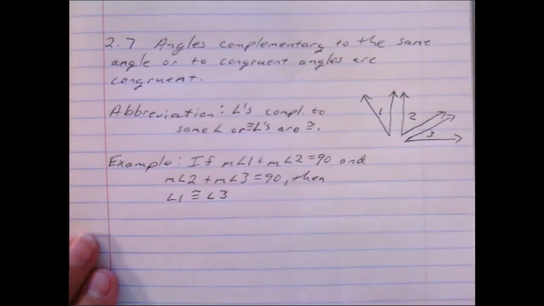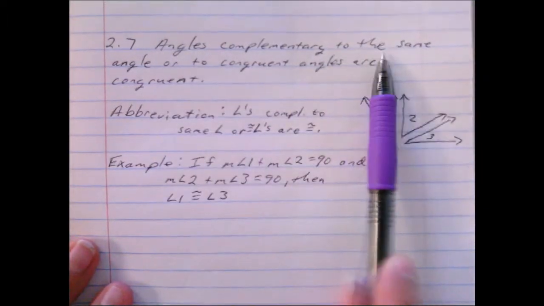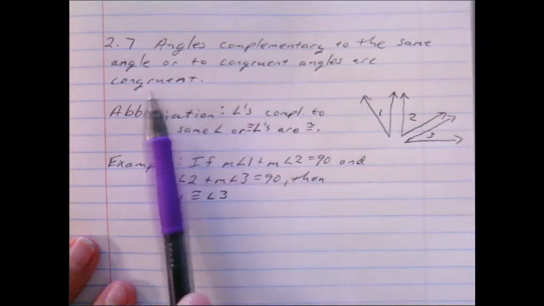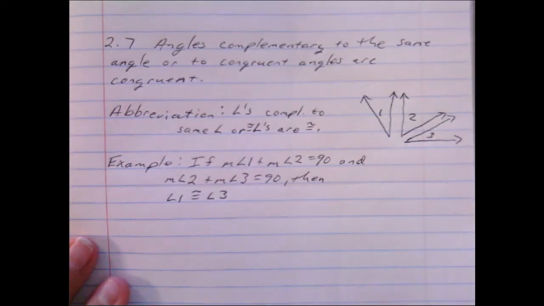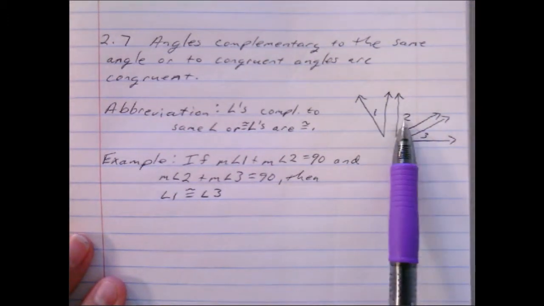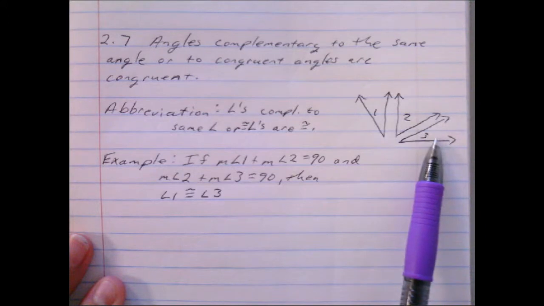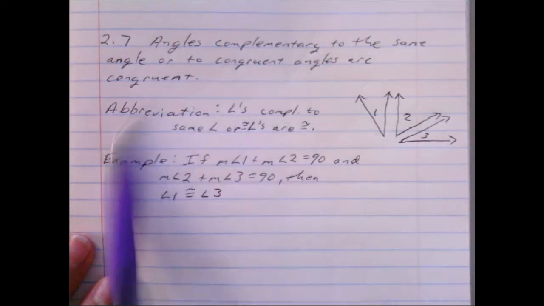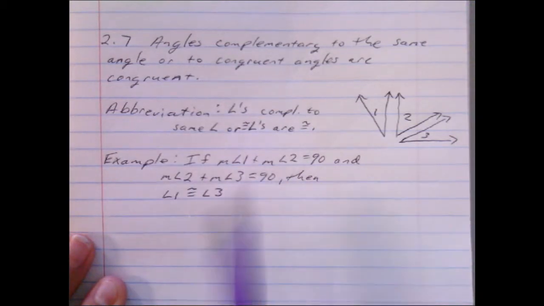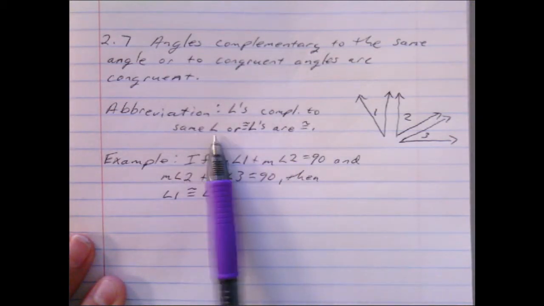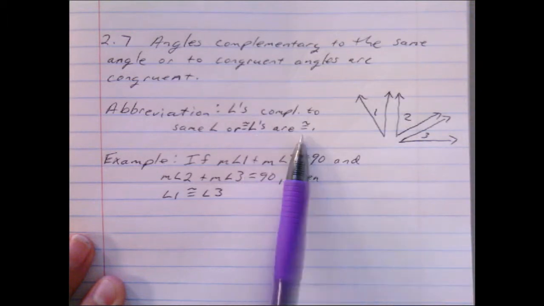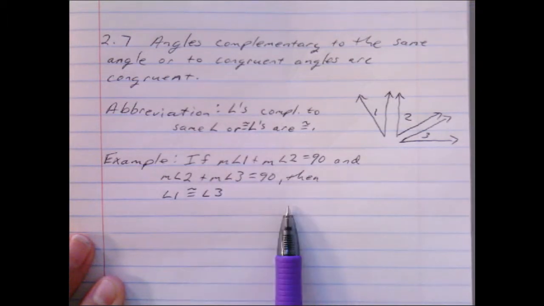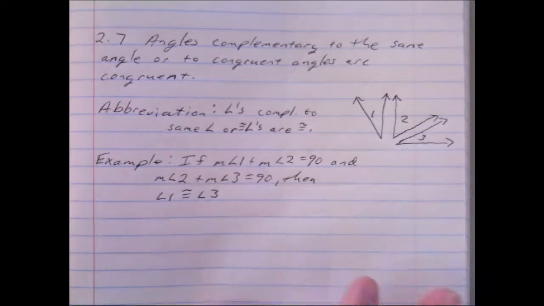Then 2.7, this is with complementary ones. Angles complementary to the same angle or to congruent angles are congruent. Same thing, but now we're dealing with complementary. If we know that 1 is complementary to 2 and 2 is complementary to 3, then we know 1 and 3 have to be congruent to one another. And again, here's your example and your abbreviations. Angles complementary to same angle or congruent angles are congruent. And here's the example that I just went through with you. Alright, so let's keep moving.